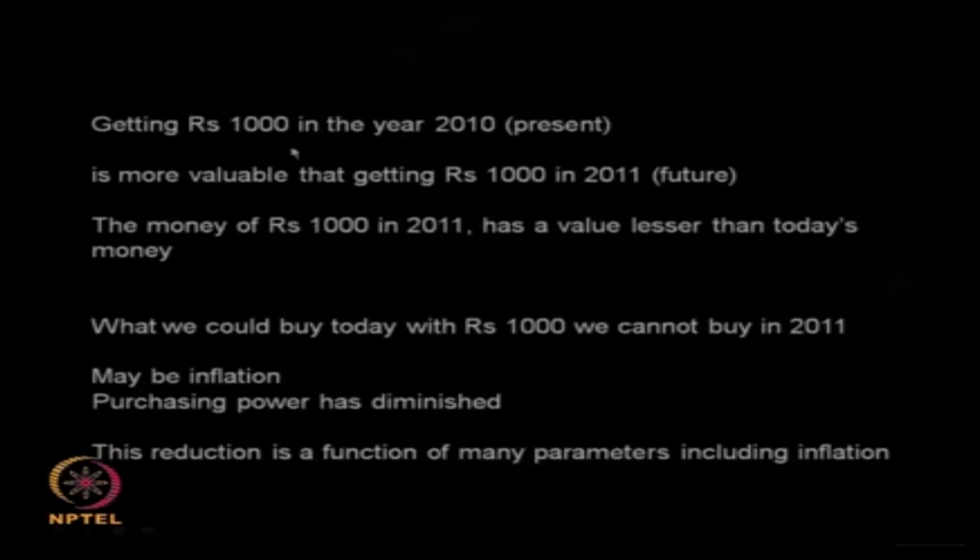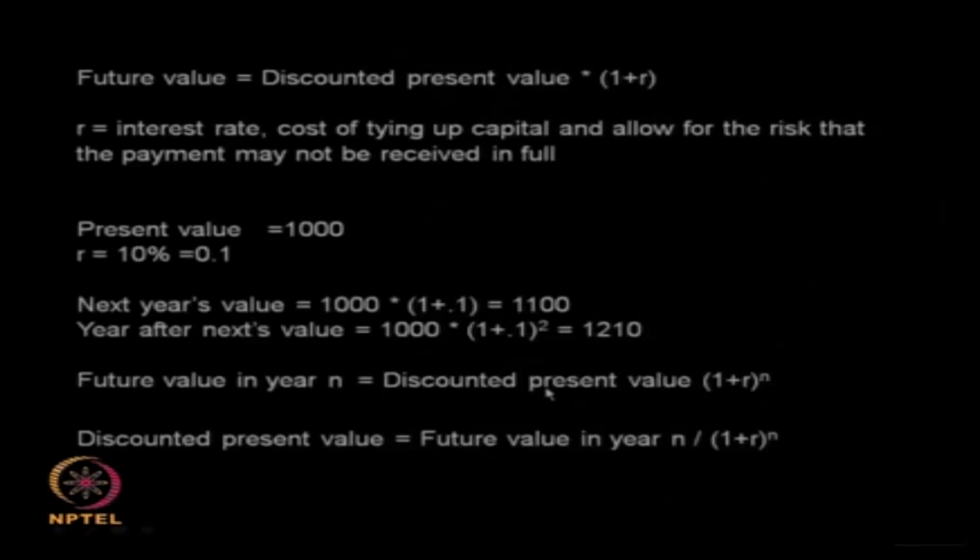So as I said, getting 1,000 rupees today, that is year 2010, is more valuable than getting 1,000 rupees in 2011, that is a future, because that 1000 rupees in 2011 has a value lesser than today's money, correct, because of so many factors as I said. So this reduction is a function of many parameters. It includes inflation, it includes the Reserve Bank lending rate, it includes the purchasing power of the money and so on actually. So there are formulae to calculate the net present value of the 1000 rupees which I am going to get in the next year.